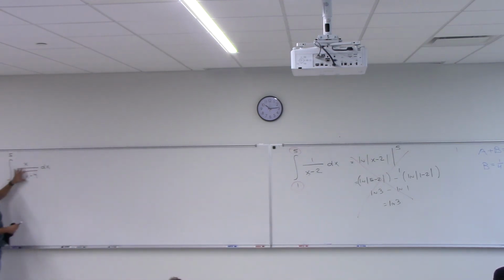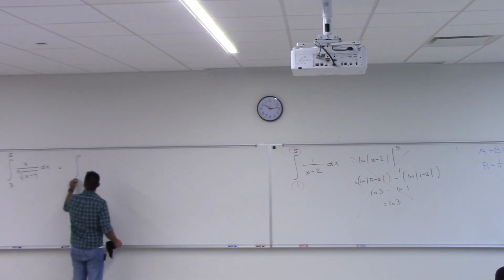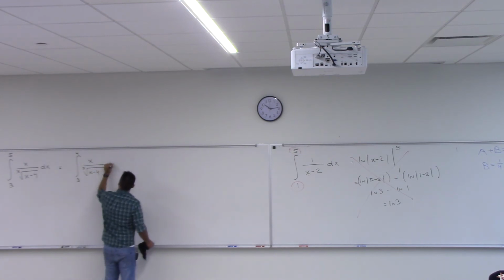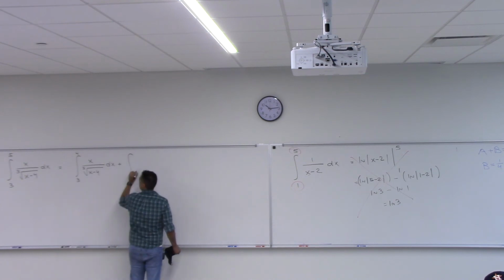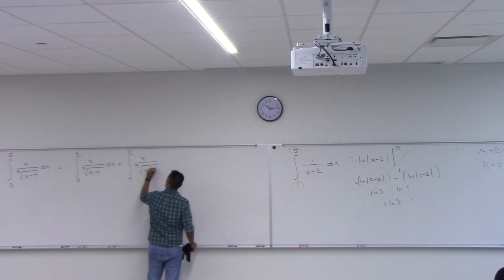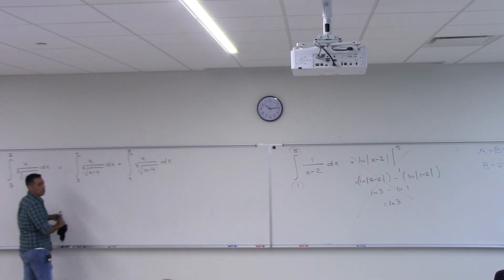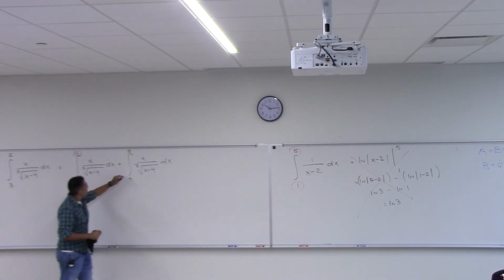This is an example right here, similar to this one. You could try and find the antiderivative of this, but you have to realize you have a problem at 4, right? 4 can't be plugged in here. So what you're going to do is break this integral up. You're going to go 3 to 4 of this, then from 4 to 5 of the same thing. And you're going to have to do a limit on this one because you have a problem at 4. You have a problem here, and you have a problem here.